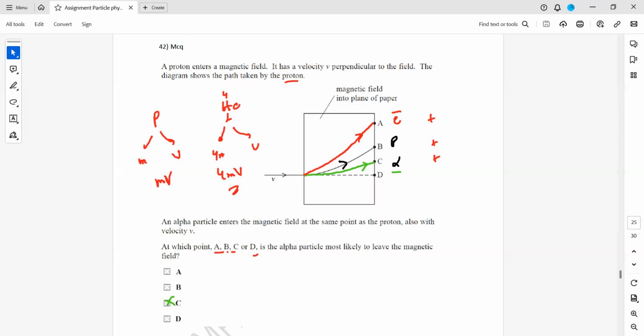Is it clear? So this was question number 42. Then we have 44.